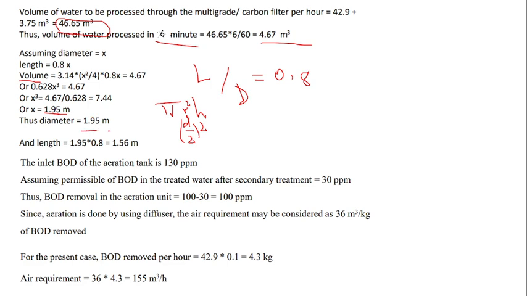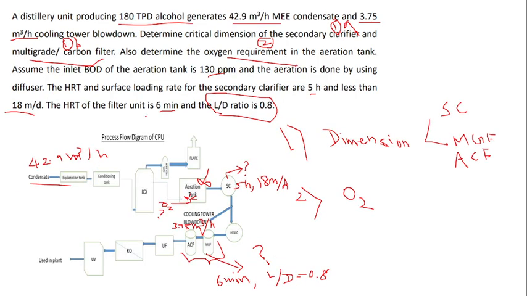Sorry, diameter is 1.95. Length is equal to 0.8 into x, which is nothing but 0.8 into 1.95. It is given as 1.56 meter. This is how the dimensions of the multigrade and carbon filter are obtained. Okay. Now, the first part of the question is solved.